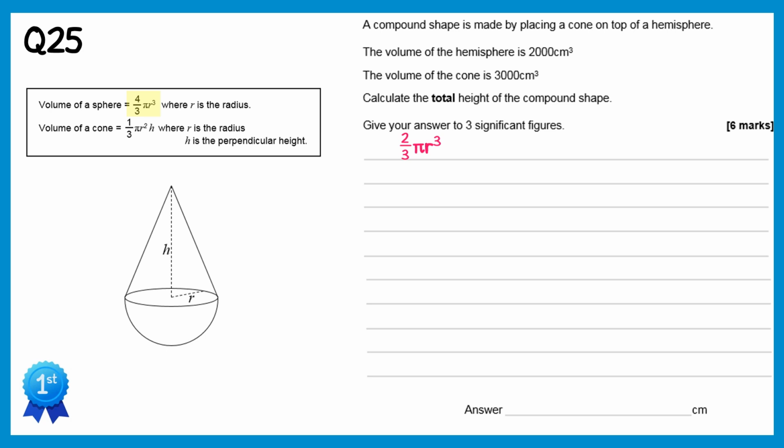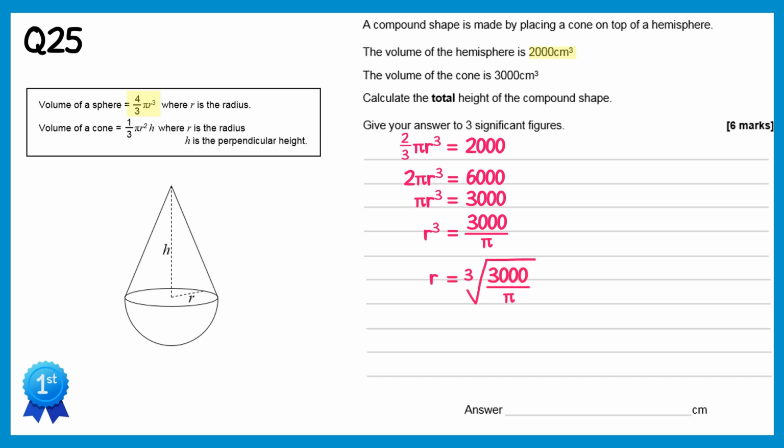But we're told in the question that this hemisphere has a volume of 2000. So this equals 2000. We can now rearrange this to get r. So first of all, times both sides by 3. This will give you 2 pi r cubed equals 6000. Then divide by 2, so pi r cubed equals 3000. Then divide by pi, so r cubed is 3000 over pi, and then cube root both sides, so r is the cube root of 3000 divided by pi. You can type this into your calculator and you'll get this number here. So we can label r on the diagram now as 9.8 something.